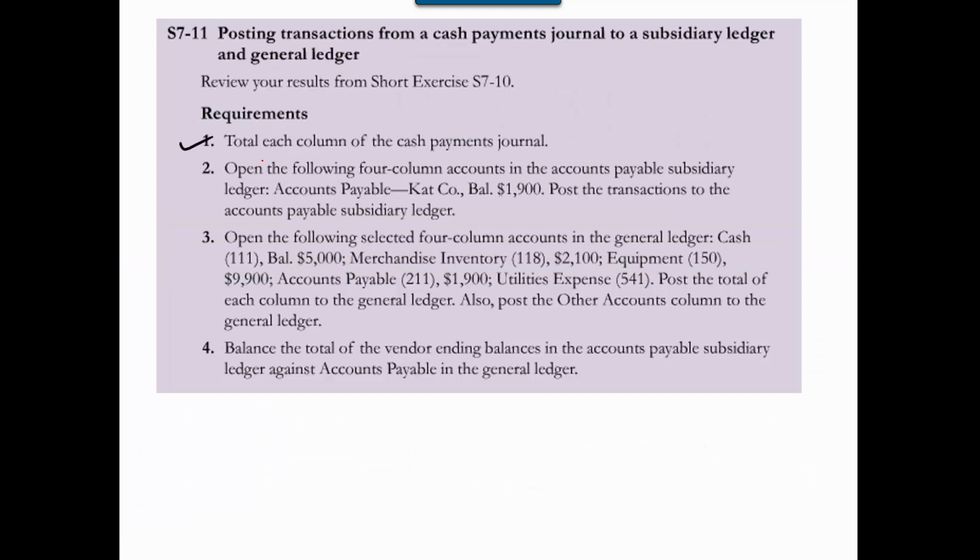So we did that one. We're going to post to the subsidiary ledger here, and it's telling me that I owed $1,900 to the Cat Company here, and that would have been a credit balance. And then the other accounts that I have, it's giving me the balance in each. Cash is account number 111. It has a balance of $5,000. Merchandise inventory, equipment has $9,900. Total accounts payable is $1,900, and there's no balance in utilities expense. That account is $411. So we're going to post each of those.